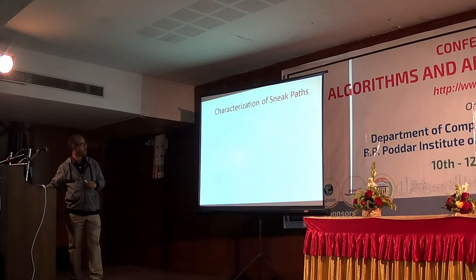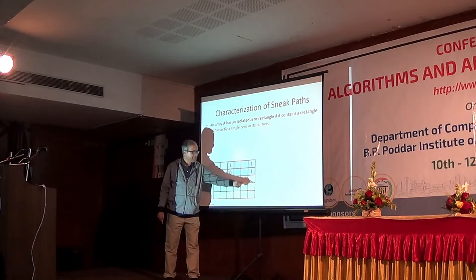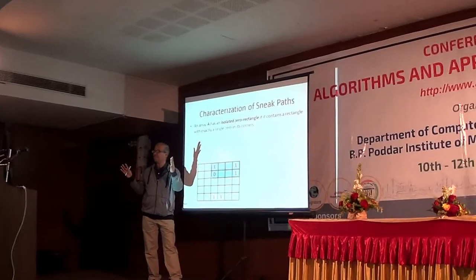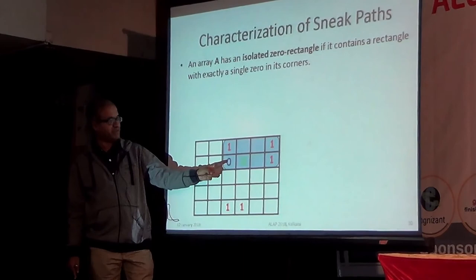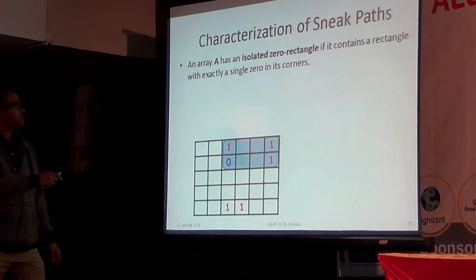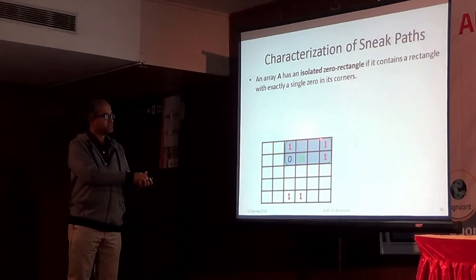This I already mentioned: there is a concept of an isolated zero rectangle. In this crossbar, you can define imaginary rectangles. Consider this an imaginary rectangle, and consider the corner memristors. Here there is a zero and three ones. So this rectangle is said to be an isolated zero rectangle if there is a single zero in one corner and ones in the other three corners.